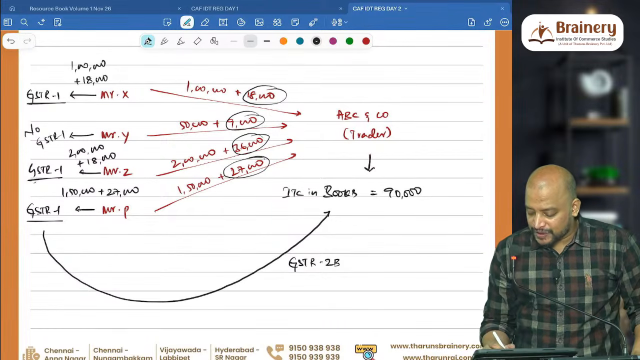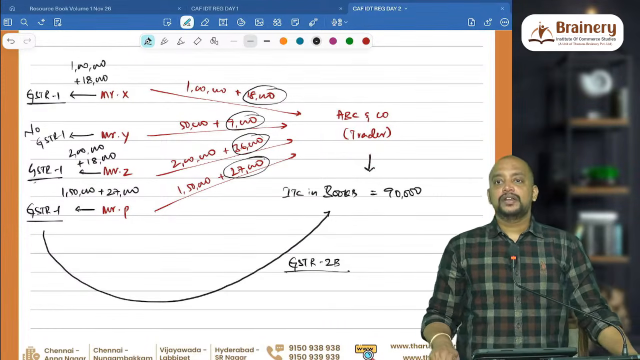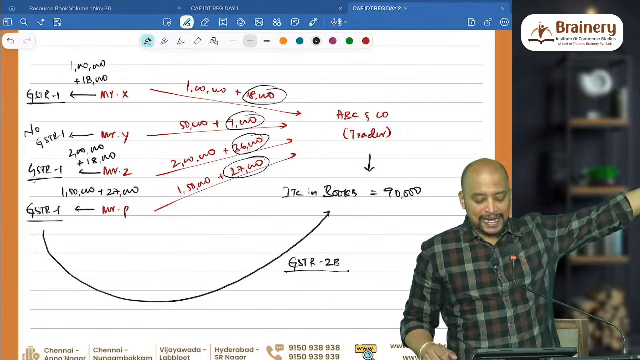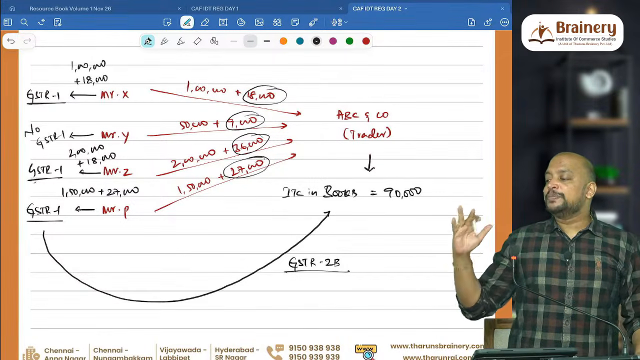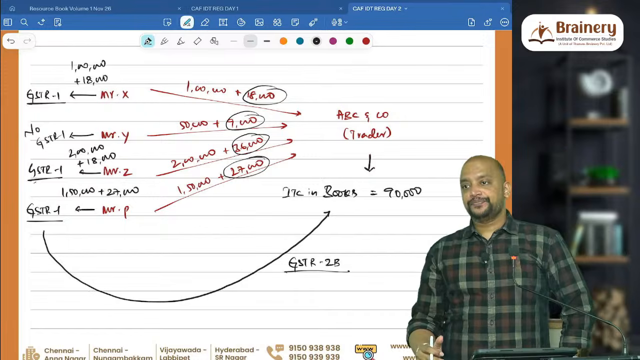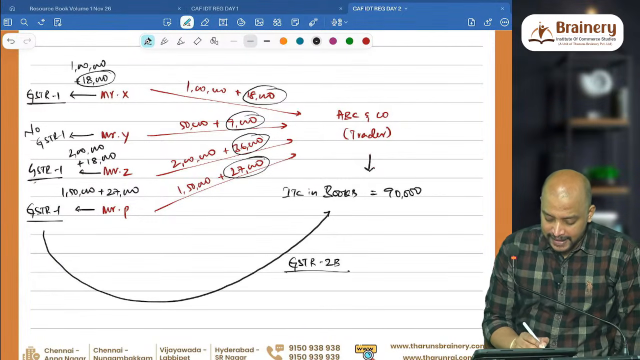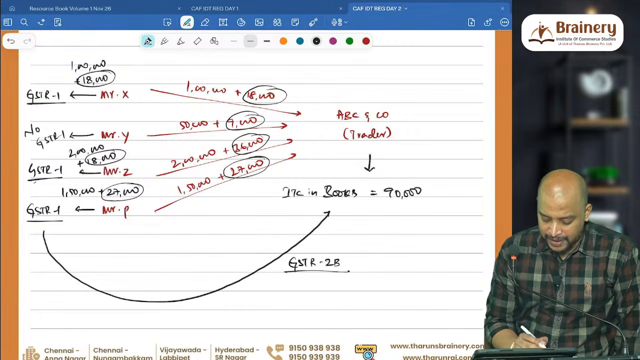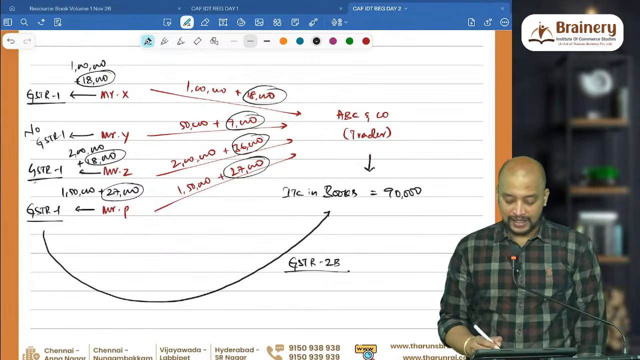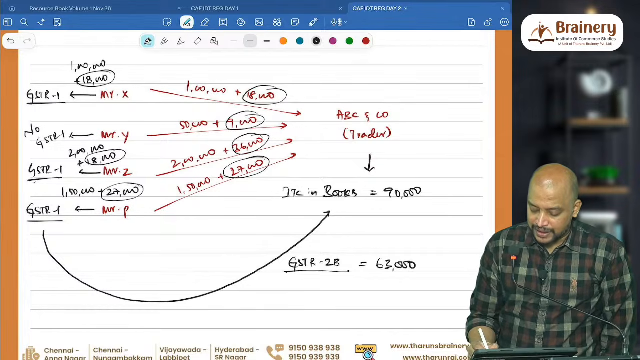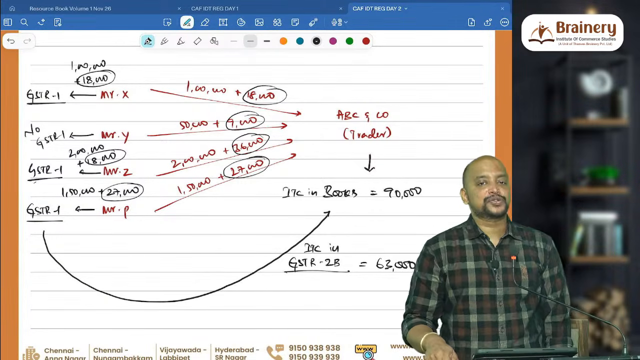So what is the source for 2B? GSTR1 of your supplier. And as per 2B, how much is the ITC? 18,000 plus 18,000 plus 27,000, so 63,000. So ITC in GSTR 2B is 63,000.